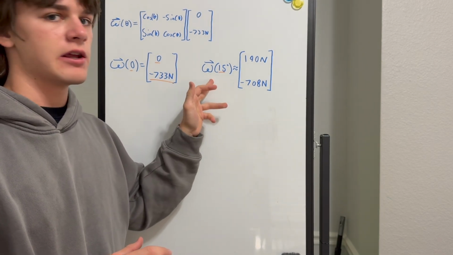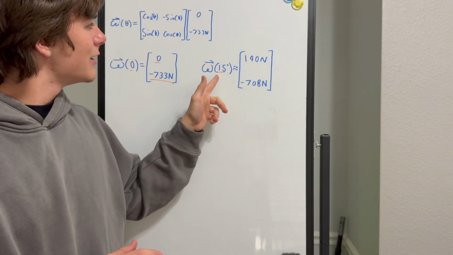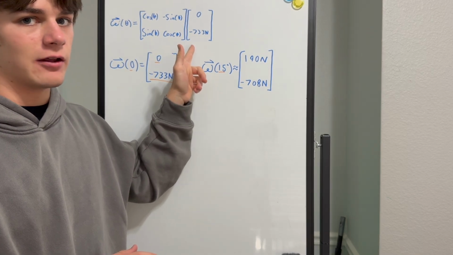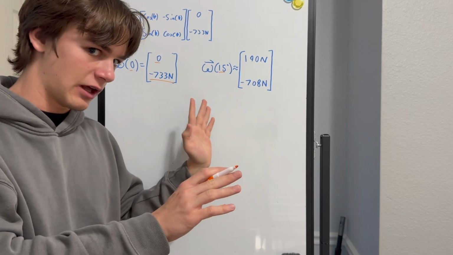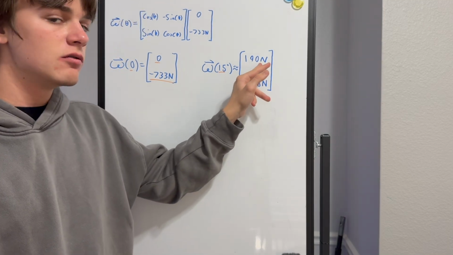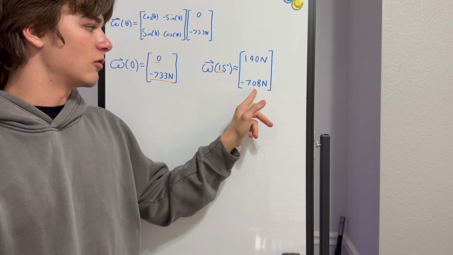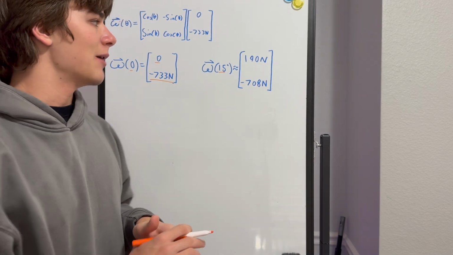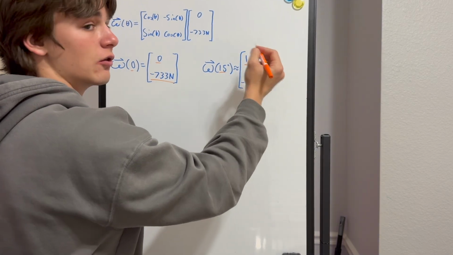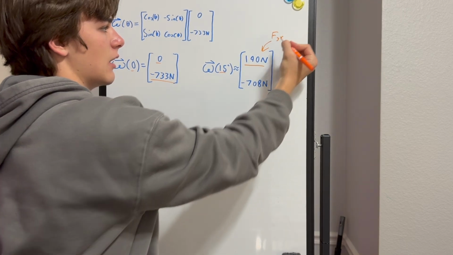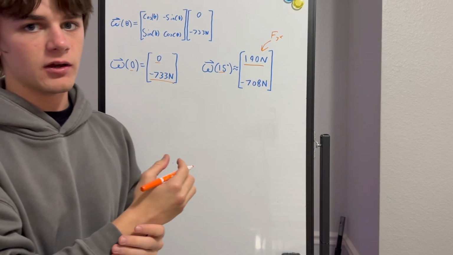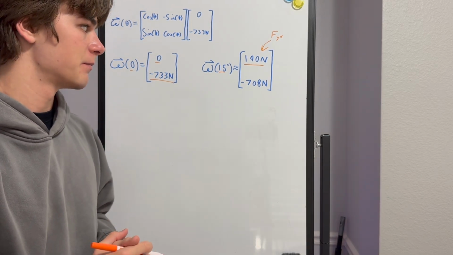But let's look at this one right here. When I plug in 15 here, and I multiply these matrices together, I get approximately, it's not the exact value, 190 newtons and -708 newtons. So that means 190 newtons, that's going to be my F of G x. That's going to be my force of gravity pointing in the x direction.